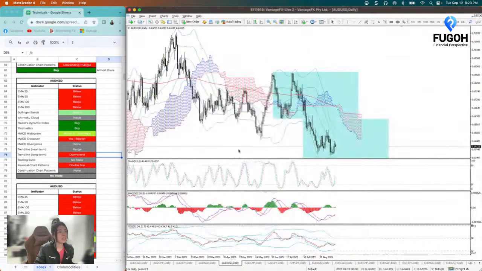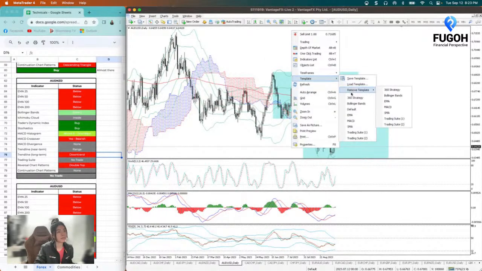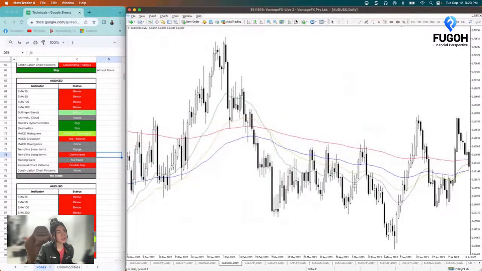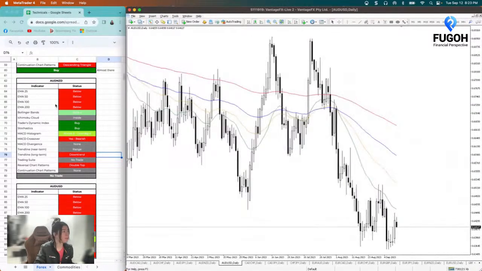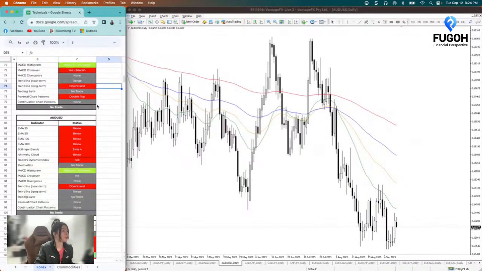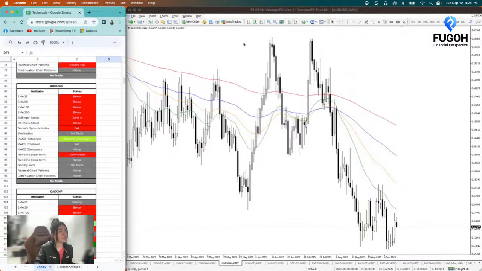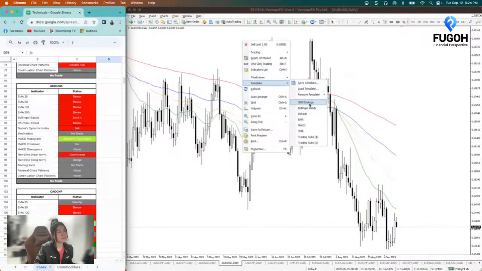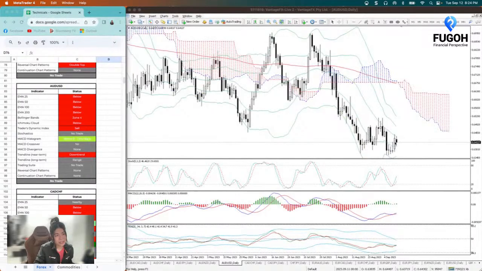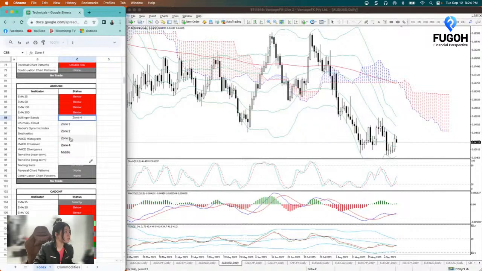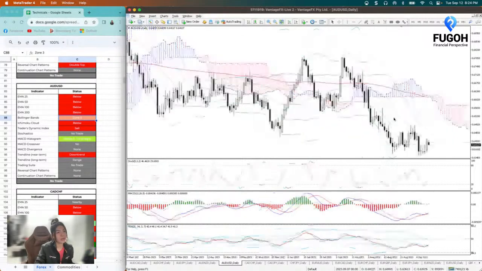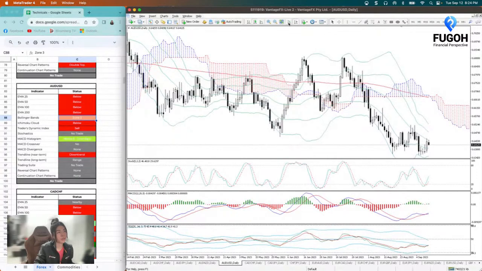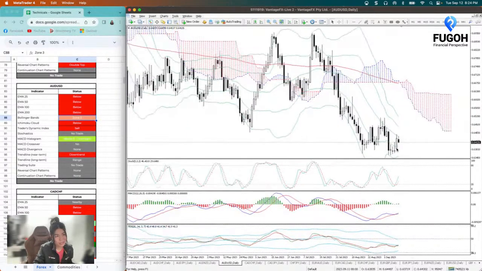Next, we have AUD USD. For AUD USD, all of the EMAs are below, right? No change. That's still the same as last week. The Bollinger Band is in zone 3. This is zone 1, 2, 3, and 4. Since the closing price of yesterday's candlestick is in here, that's zone number 3.